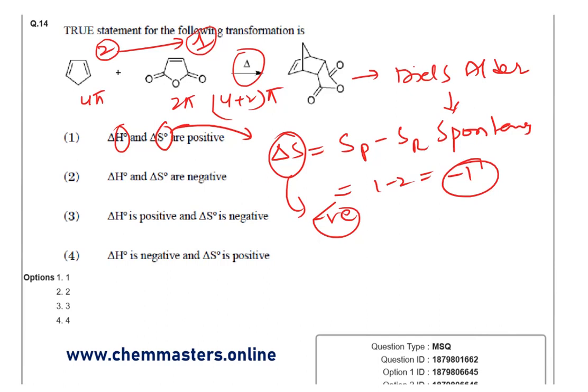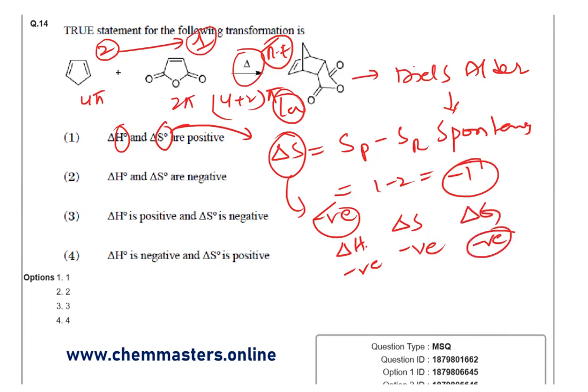Now for a spontaneous reaction, if delta S is negative, then delta H must be negative. And we know the Diels-Alder reaction takes place at room temperature, that is, at low temperatures. Now delta G will be negative, and whenever delta G is negative, the reaction is spontaneous. Now just check why and how delta H will be negative for this Diels-Alder reaction.